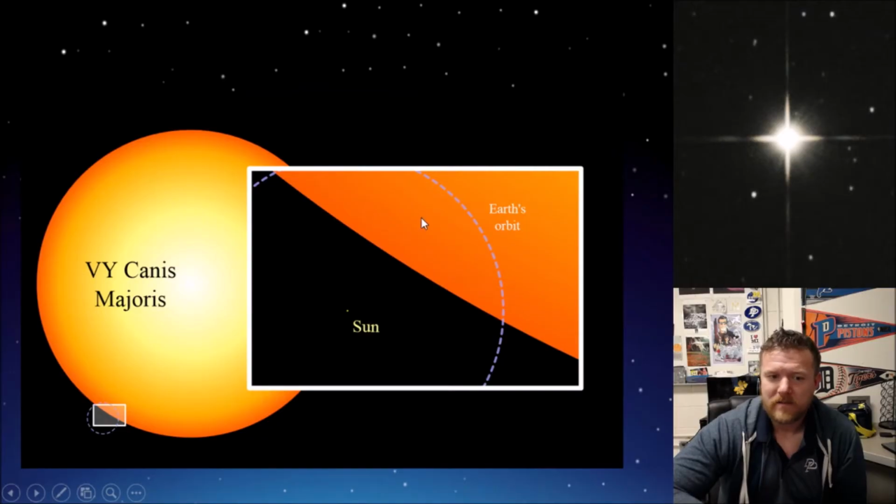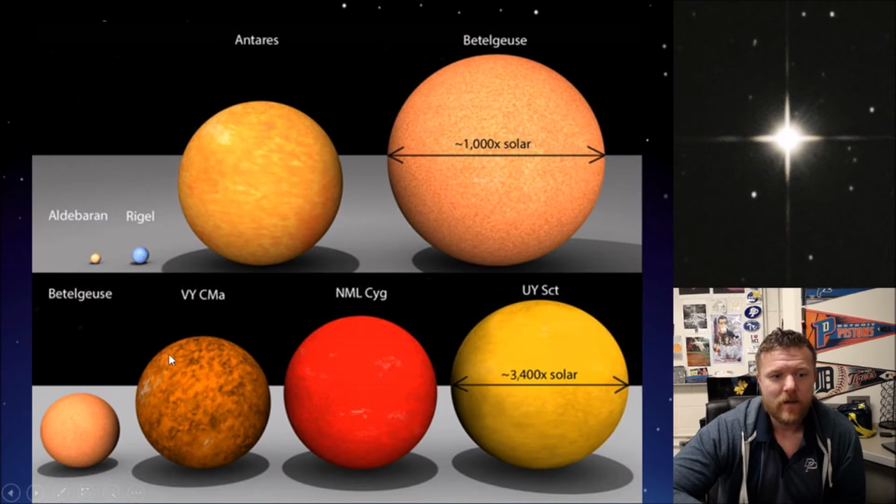Earth's orbit in comparison, I don't really have the right adjectives to describe how big this star is. Here is VY Canis Majoris. Here's NML Cygni in Cygnus the Swan, and then UY Scuti. This is right now, currently, the biggest star that we know of in the known universe.